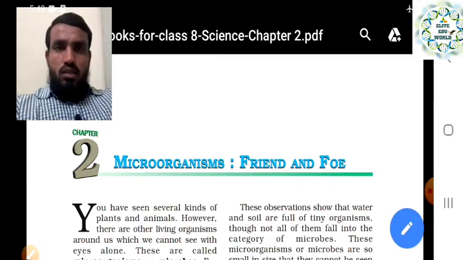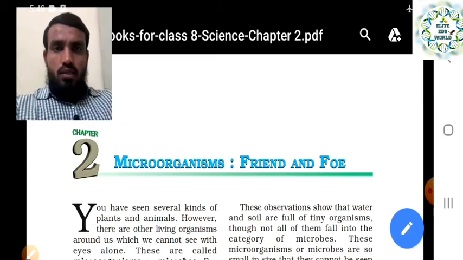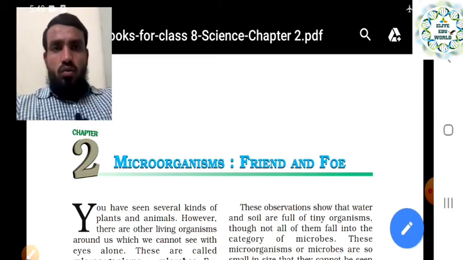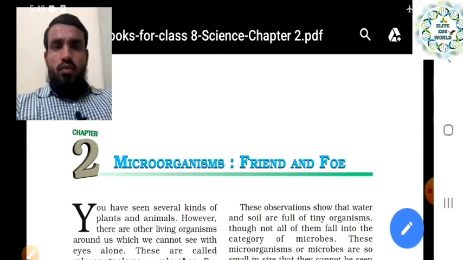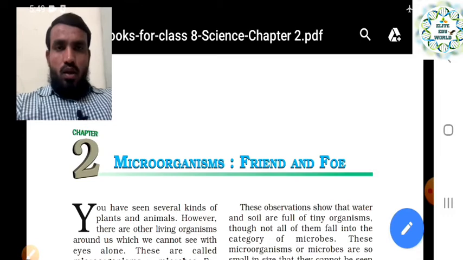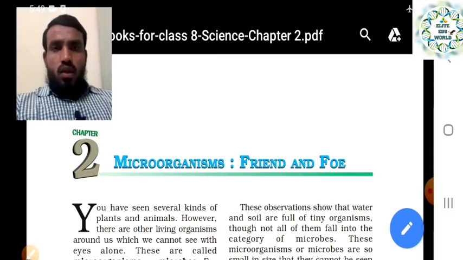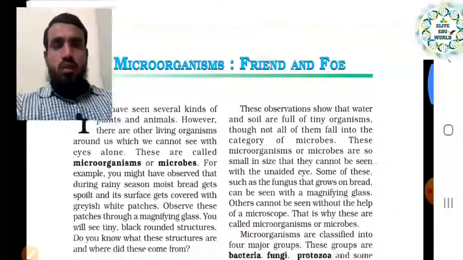The tiny organisms which cannot be seen by our naked eyes, that is why we have to use a microscope. That is why they are called microorganisms. We cannot see them by our naked eyes, right? Now we have discussed so many points regarding whether microorganisms are friend or foe. Friends means they are useful in so many industries, beneficial for us, and then we started to see the microorganisms which are harmful for us.